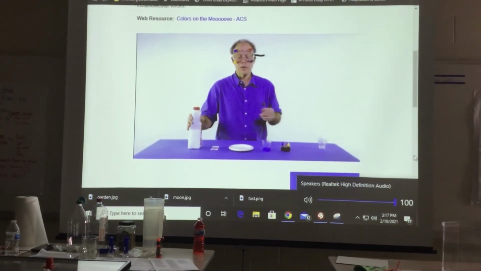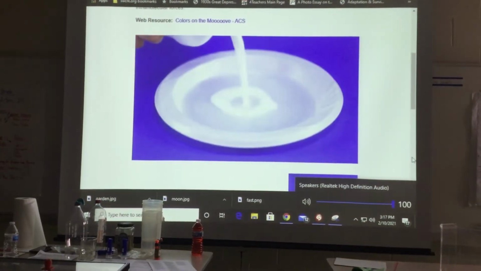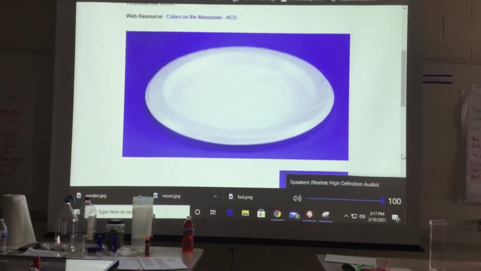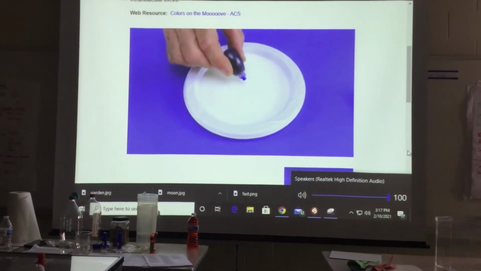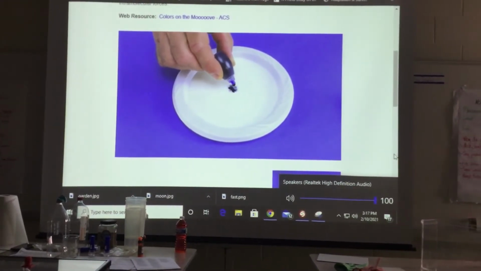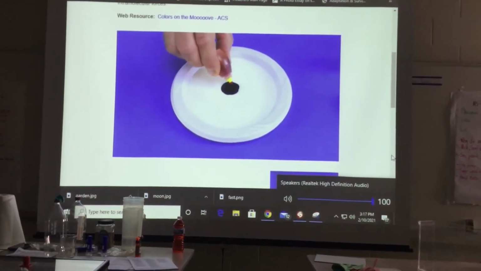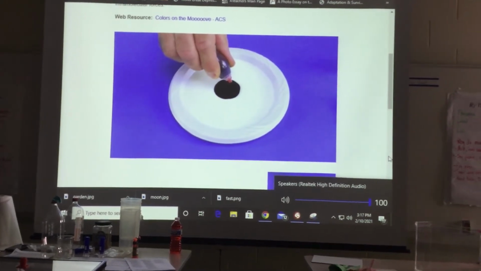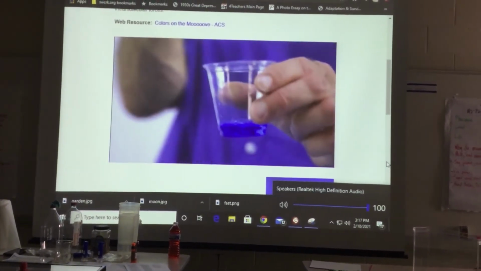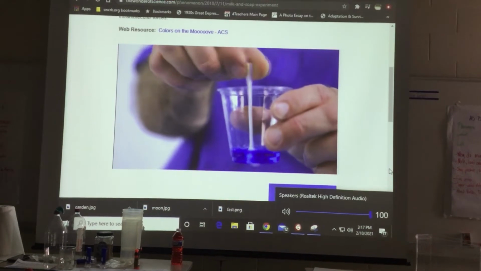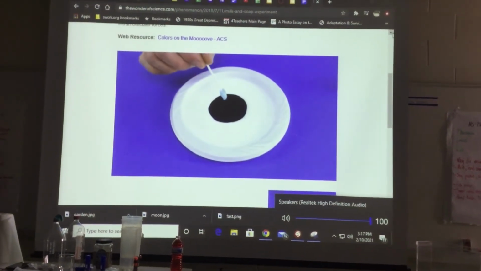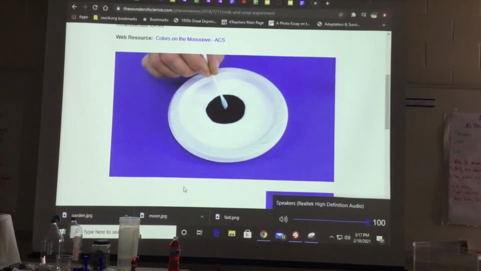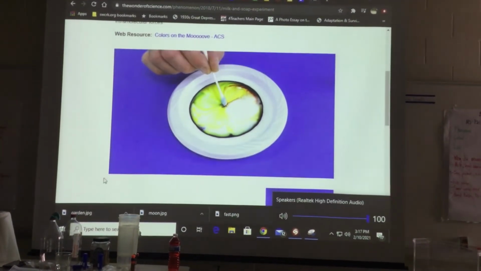All you need to do is take the milk, pour it into your plate, and then you take your food coloring, add maybe 2 drops of each color, using blue, yellow, and then red. And then you take your dish detergent and a cotton swab or Q-tip, and you put some detergent right in the center. Just barely touch it and watch what happens.